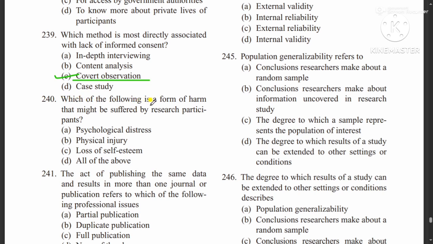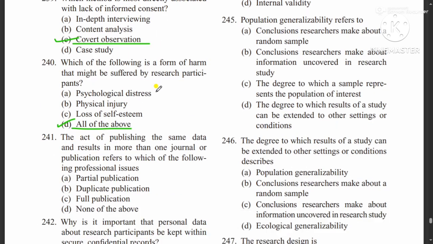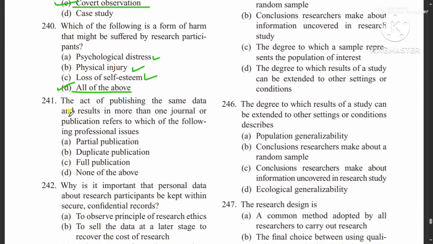Next, which of the following is a form of harm that might be suffered by research participants? Option D is correct. All of above. That is psychological distress, physical injury, loss of self-esteem.